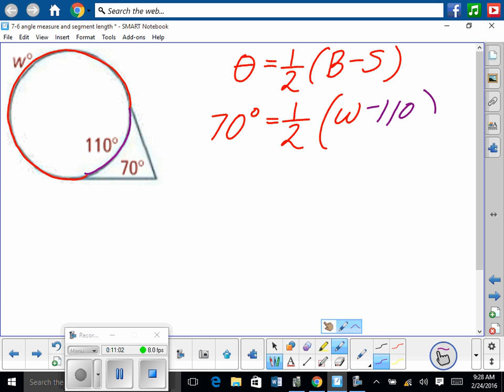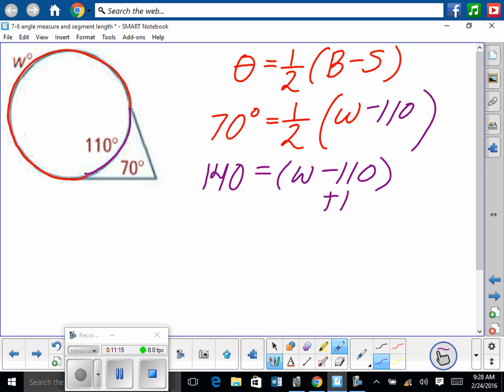And then it's just algebra from there. So once again, I'm going to multiply both sides by 2. So I have 140 is equal to W minus 110, correct? And then we'll add 110 to both sides. So when we have 250 is equal to W. And we're done, right? Yes.